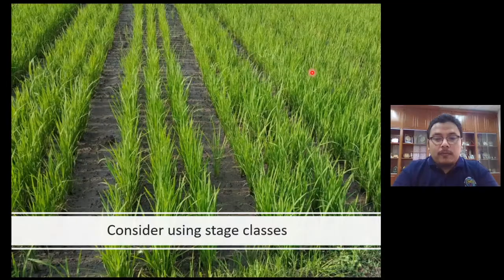So you can find different types of stages, and then you can see the representative density of the area. Especially if you want to measure density over time, you want to compare this year with next year. So it's better to count based on the different stage classes.